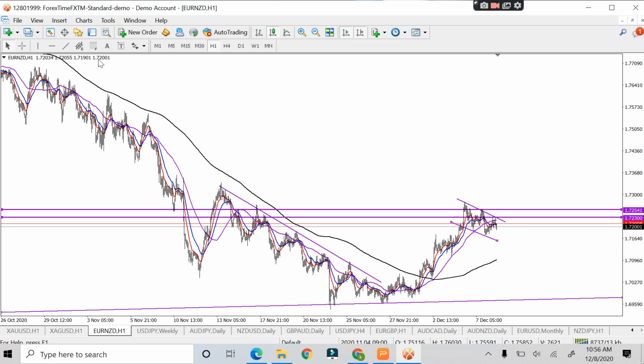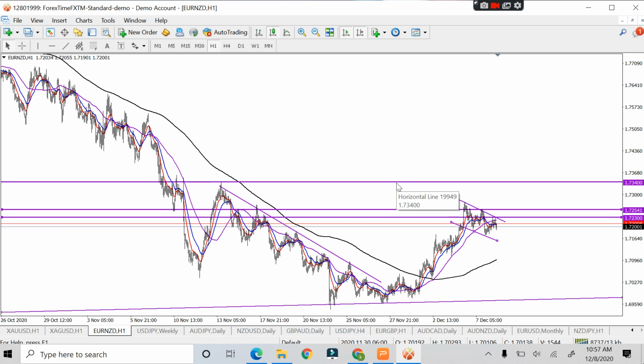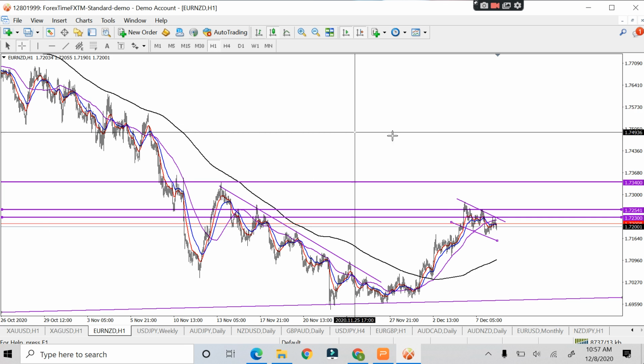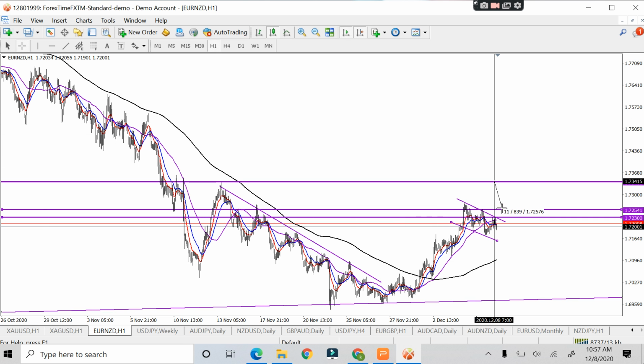At least the price will go all the way to the next resistance, which is at 1.73400. Once I have a break from 1.741, then I will long the market all the way to 1.7400. This is on H1, and that will be about 91 pips, so I'll take it all the way there.